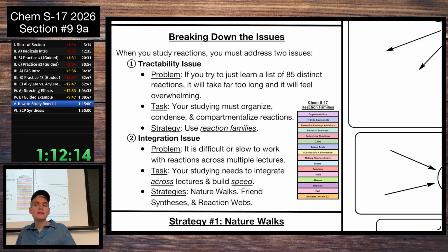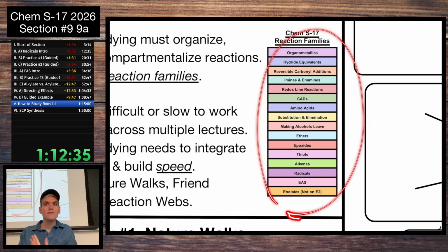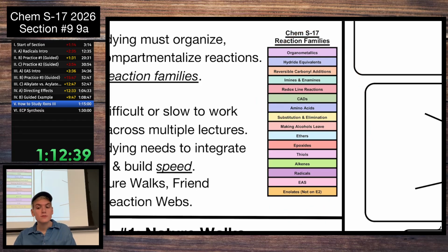So something in your studying needs to organize all of these reactions and condense and compartmentalize them. And so the strategy that I prefer for this is to think of them as reaction families. These are all the reaction families for the entire course. There are like 14. I like to think of them as your toolbox drawers. And not only is it helpful to have these drawers, you need to go to the container store. You need to subdivide these drawers.